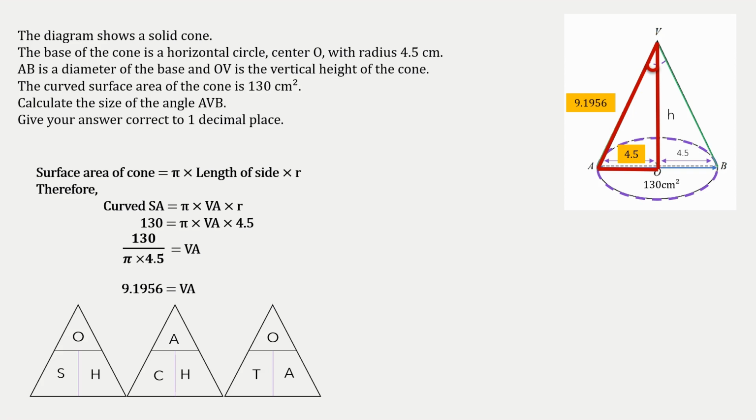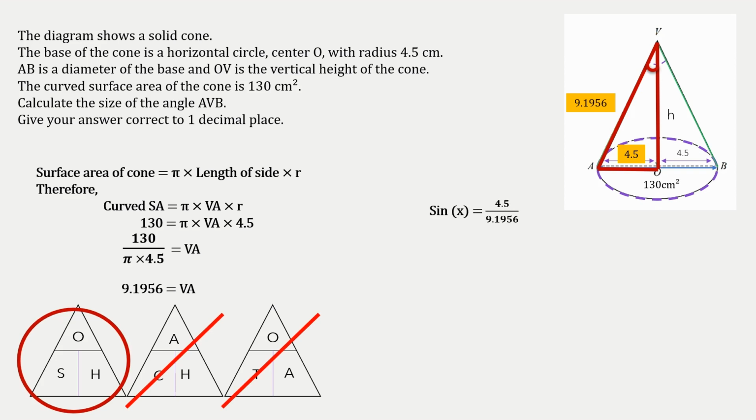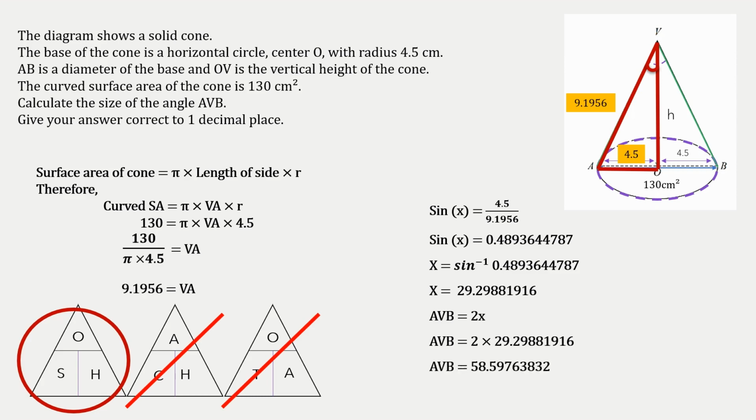As per this, I can see I have to use sin. So I will cross these two and use the sin. As per the sin formula, I'll start substituting my values and start calculating the answer. The answer for my x, which is angle V, is 29.29881916. And as I'm looking at the angle AVB as a whole angle V, I need to times it by 2 and then get the answer, which is 58.6 degrees to 1 decimal place.